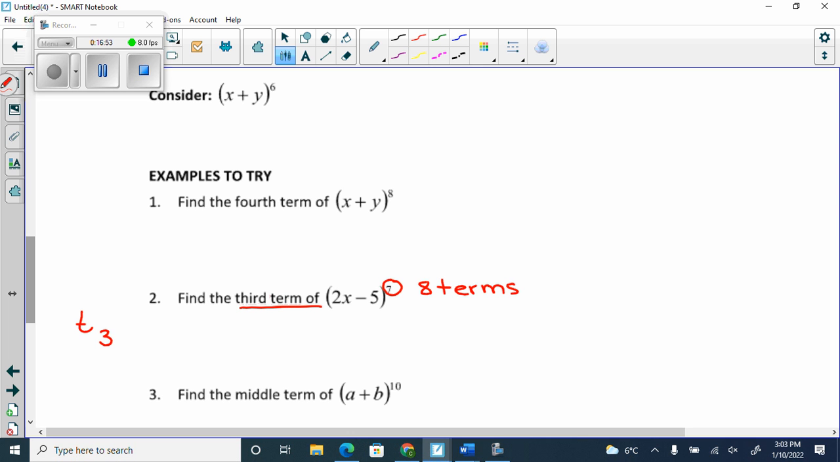What's the problem with my binomial currently? It's a negative, so I can go plus and then make it be a negative 5. We agree?